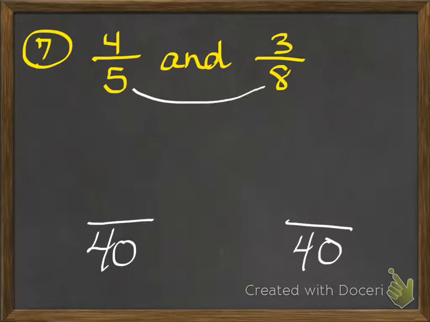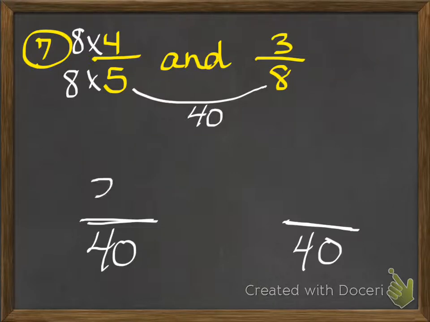Okay, so I took 5 times 8 and I got 40. So that's my new denominator for both fractions. To get 5 to 40, I had to multiply times 8. So whatever I do to the bottom, I have to do to the top. So 8 times 4 will be 32.